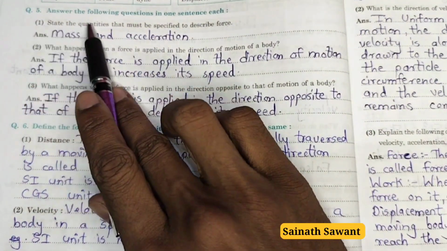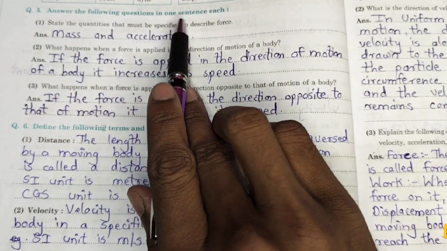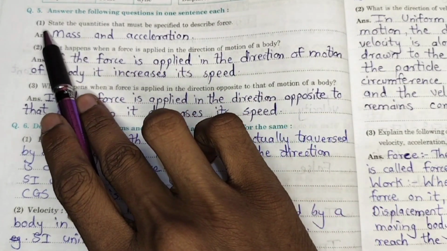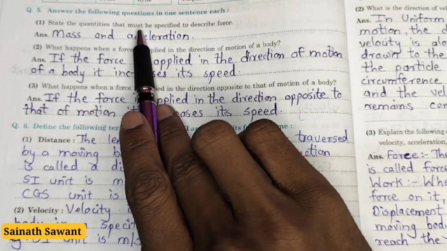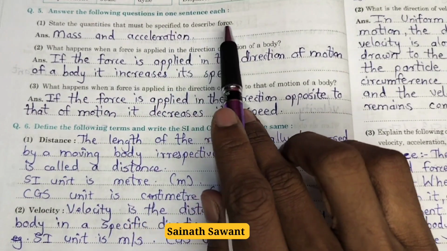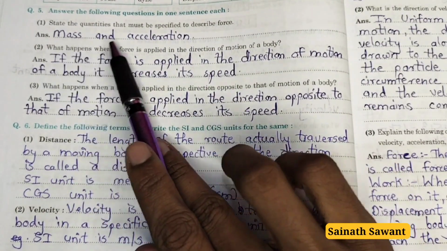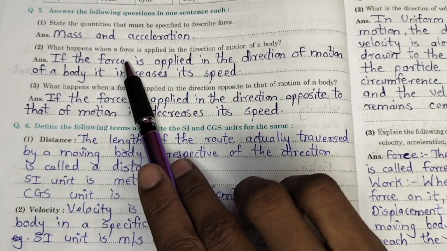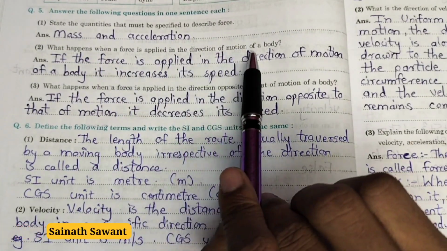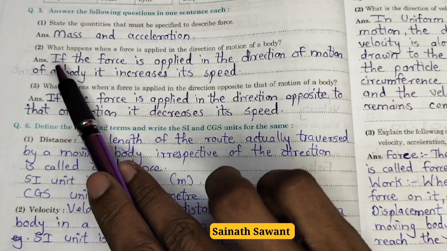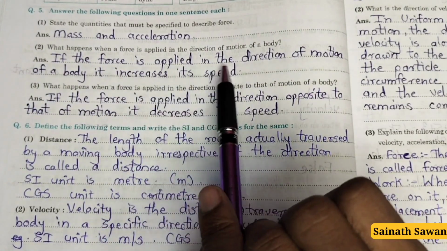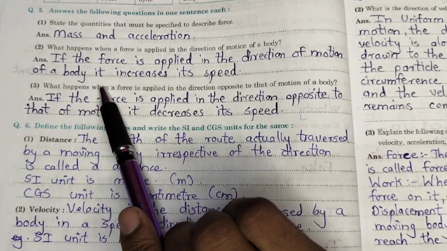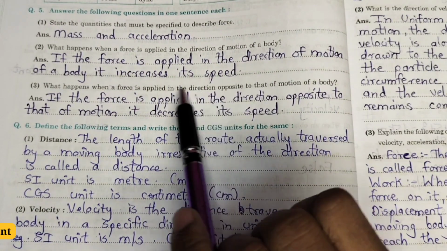Question number 5. Answer the following questions in one sentence each. First, state the quantities that must be specified to describe force. Answer: mass and acceleration. Second, what happens when a force is applied in the direction of motion of a body? Answer: if the force is applied in the direction of motion of a body, it increases its speed.